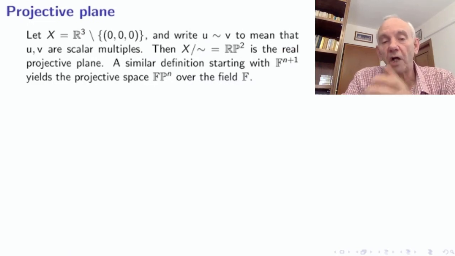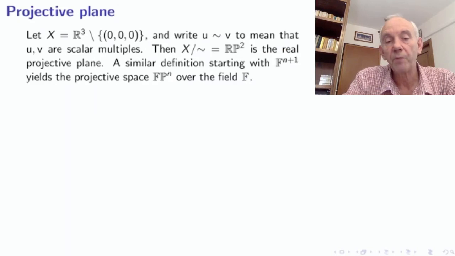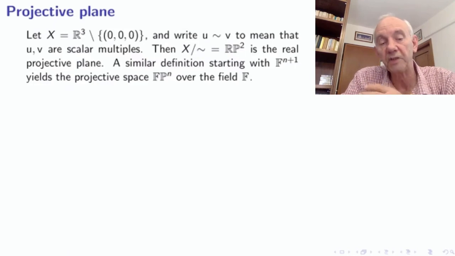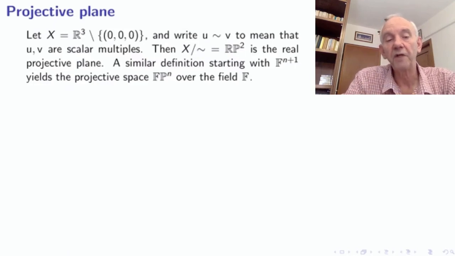You could also start with any field, actually, and define the projective space. You start, as I say, with R n plus 1, or any set of vectors on n plus 1 coordinates, with each coordinate in a field F. You can define the n-dimensional projective space. You could even take F to be a finite field, like the field with two elements, and you get a projective space which is actually a finite set. No, we won't be doing that in this module.